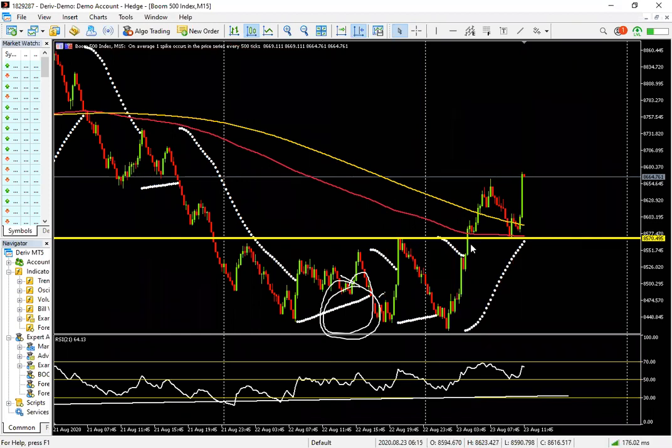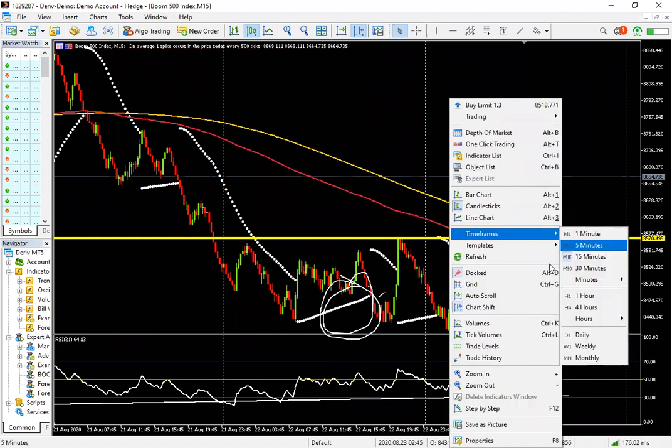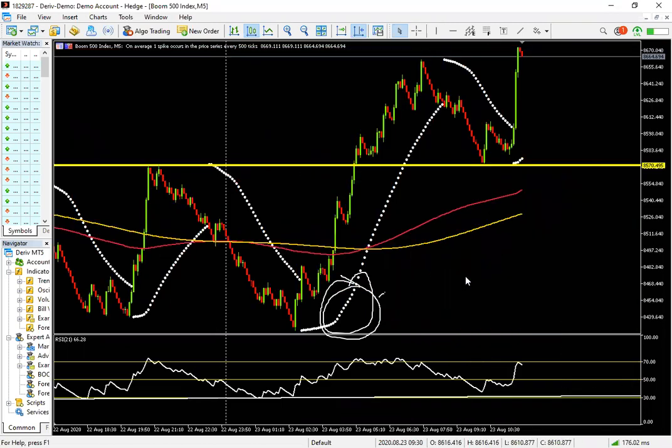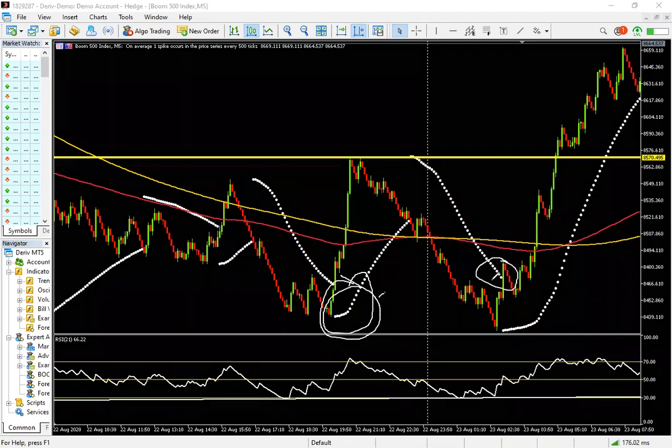That's a little bit late, so we go back to 5 minutes, because I just need an early entry. This is what we would have gotten. So this is our entry, and this could be a buy. And the stop loss is around this area. So this is our stop loss, and this is our entry, E for entry.